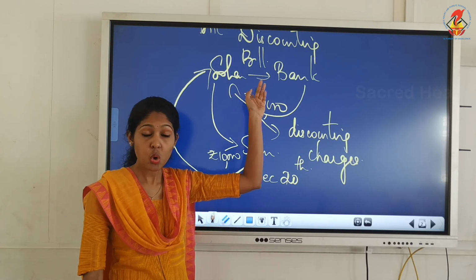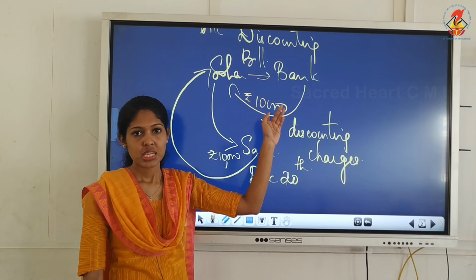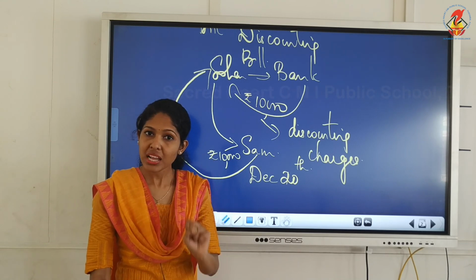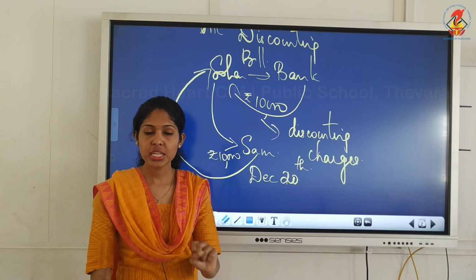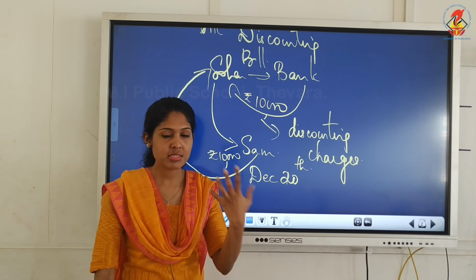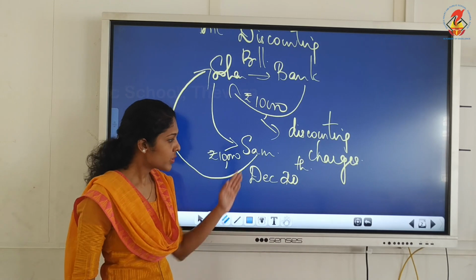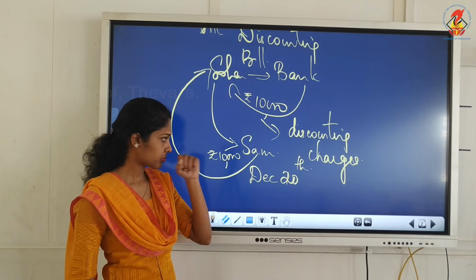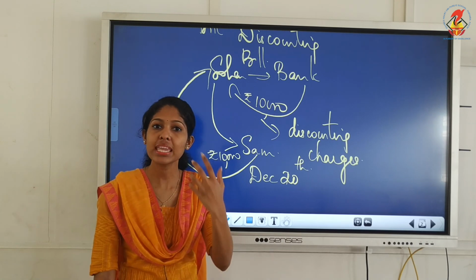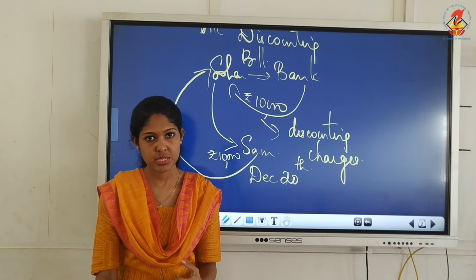Since Sohan was in need of 10,000, Sam agreed that he will accept the bill. But actually, he is not in a position to make the payment. So Sam discounted the bill with the bank. Sam got the amount. Now, before the date of maturity, Sohan will give Sam this amount of 10,000. Why is he giving? Then only Sam could make the payment.